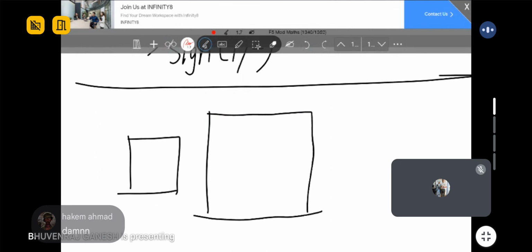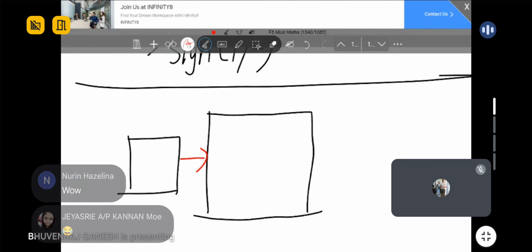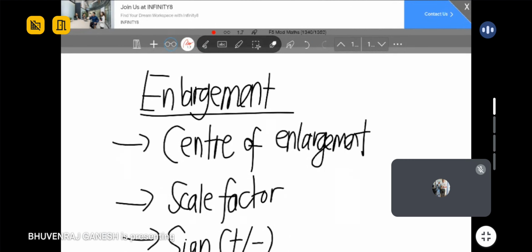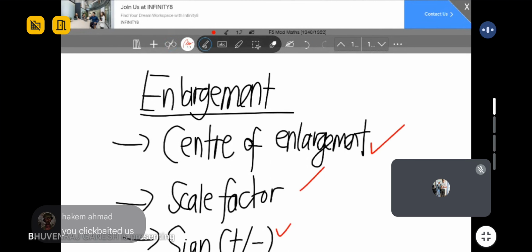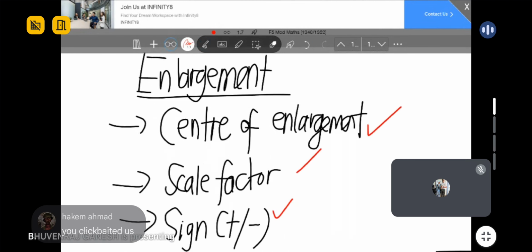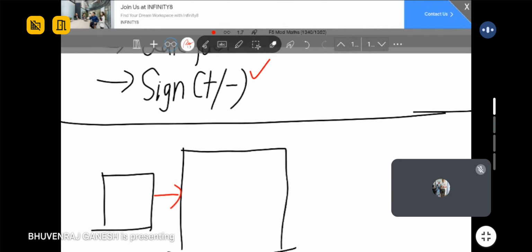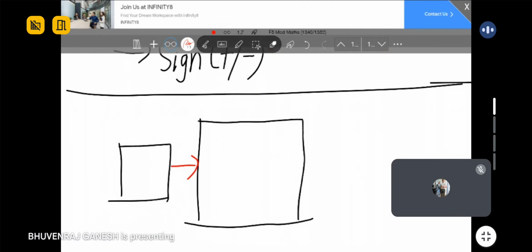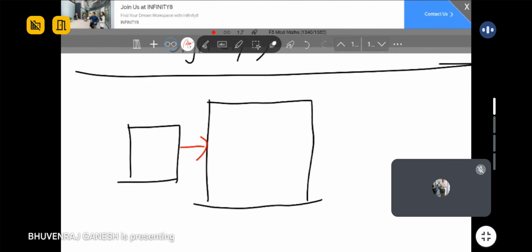Remember this concept. An object that become large, sesuatu objek yang datang besar, tak semestinya dia adalah pembesaran. Kamu jangan tengok makna pembesaran tu maksudnya jadi besar. You have to check all this concept. Then only you can say it's enlargement. Do you understand, guys? Enlargement doesn't mean just become big. Tak datang besar saja. There are other concept that you must check and see.